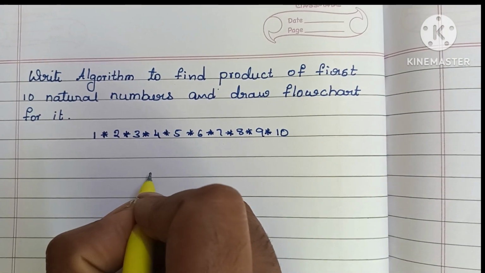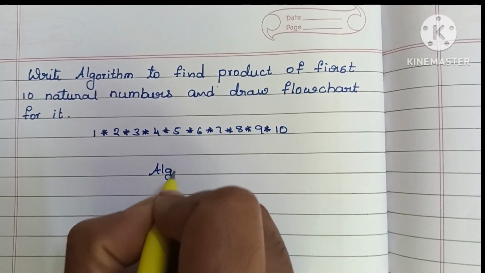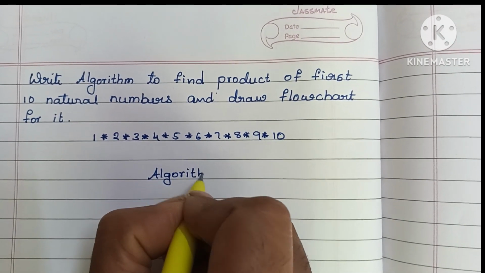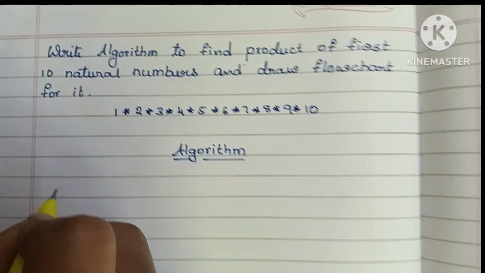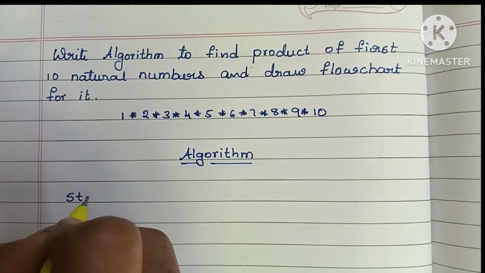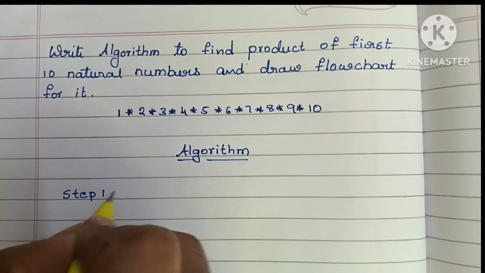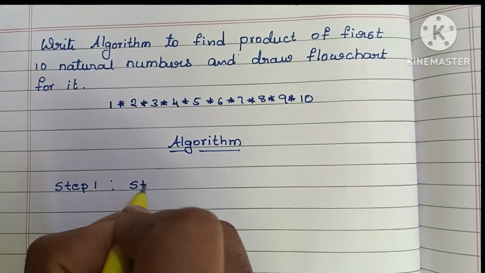First we are going to write the algorithm. An algorithm is a step-by-step process to solve a problem. An algorithm always starts with the start statement. So in step 1 we have to write the start statement.